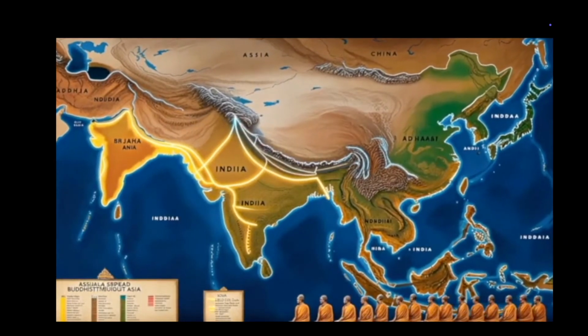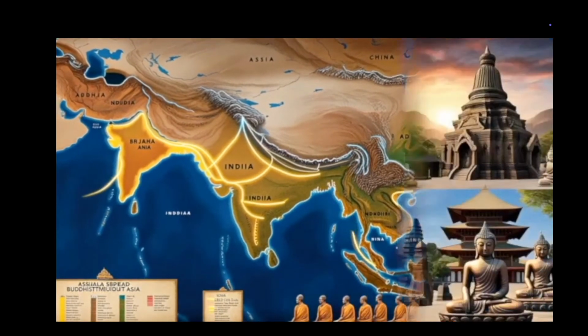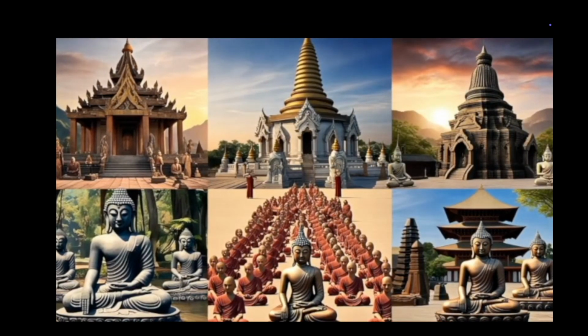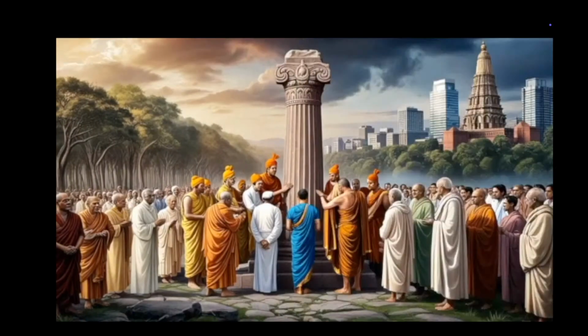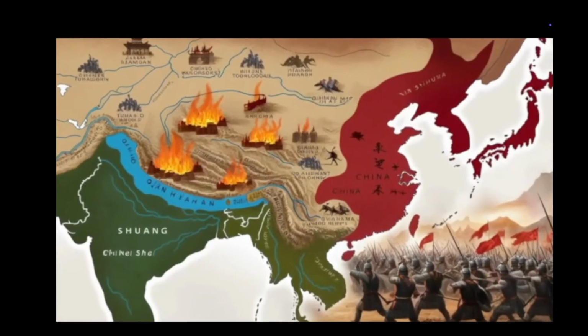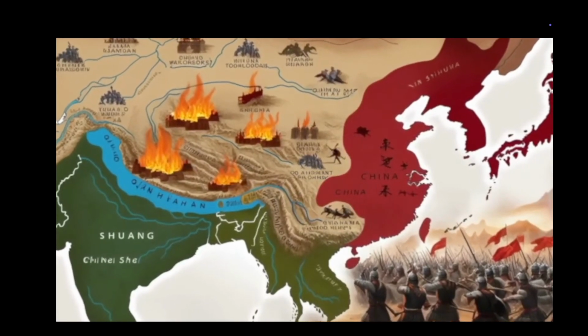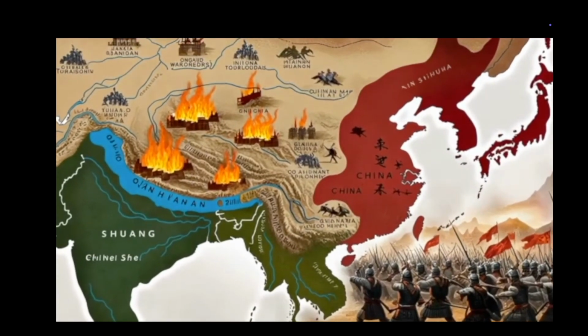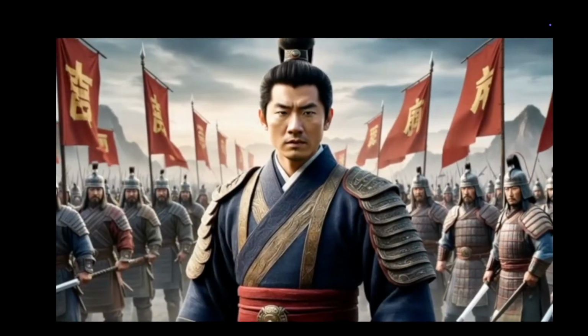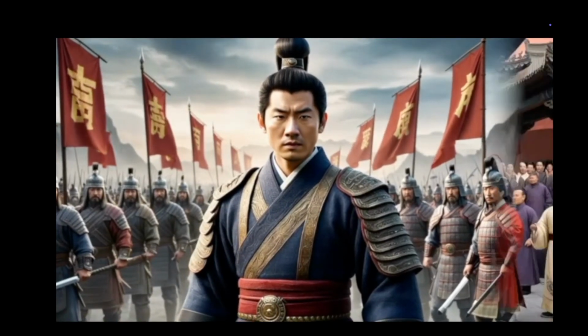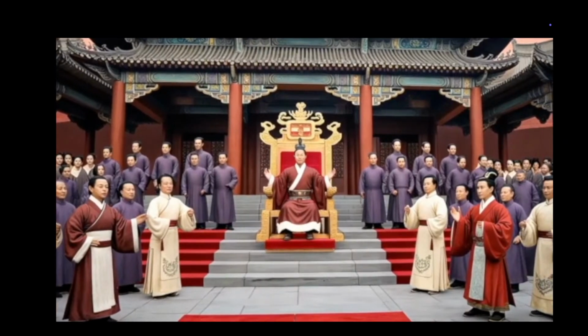He played a crucial role in spreading Buddhism across Asia, influencing countless generations and fostering a spirit of harmony that still echoes through time. Finally, we arrive in ancient China, where we meet Qin Shi Huang, the first emperor of a unified China. Born in 259 BCE, he ascended to power in a time of division and chaos.